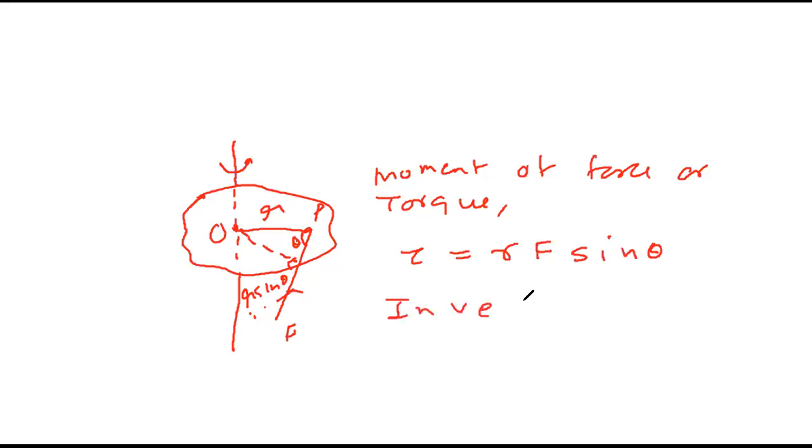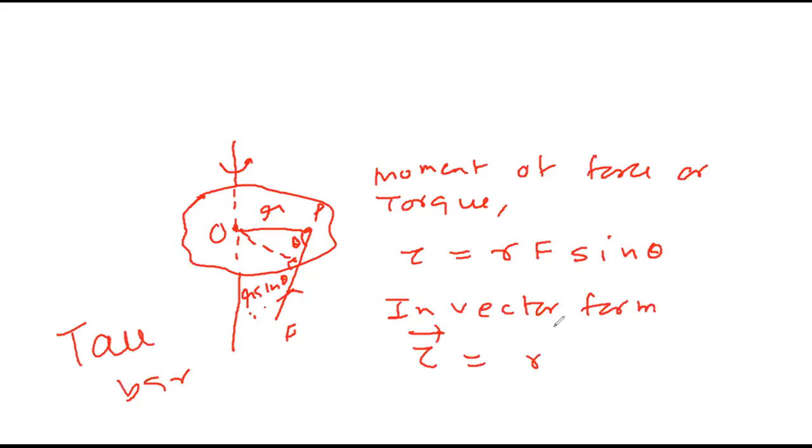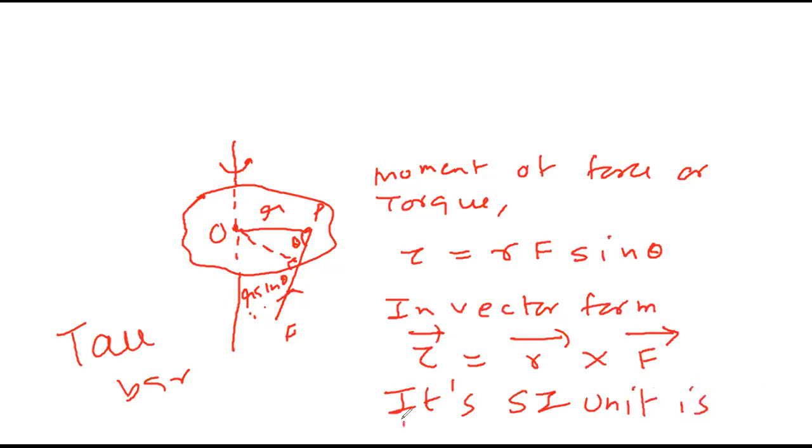This is the formula. In vector form, it is written as tau bar equal to R bar cross F bar. Its SI unit is Newton meter, because force is in Newton and R is in meter. So SI unit is Newton meter. Okay, just draw the diagram and write everything.